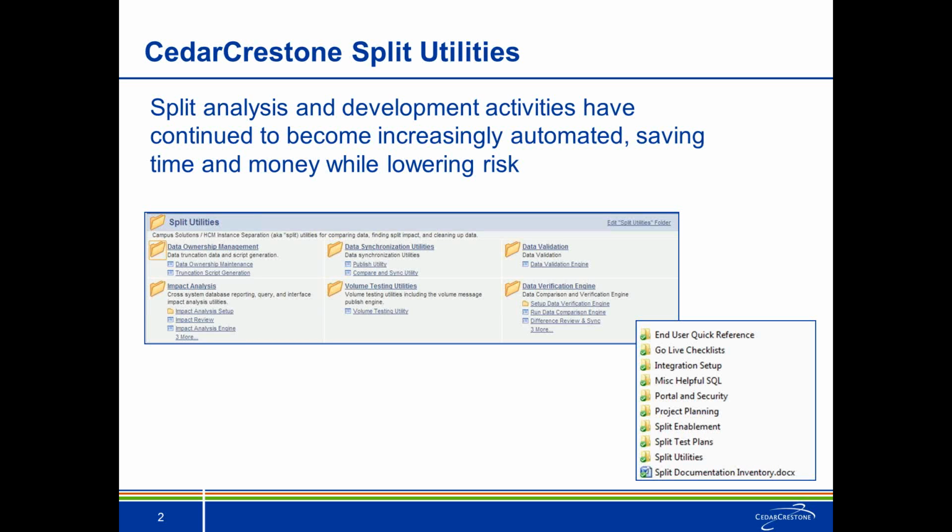So the utilities break into several different categories. The first is data ownership management. I'll talk about that a little bit in detail. That's what helps us set the ownership of each table after the split. What's the situation going to be? Is it going to be in HR only? Is it going to be in campus only? Is it going to be in both?